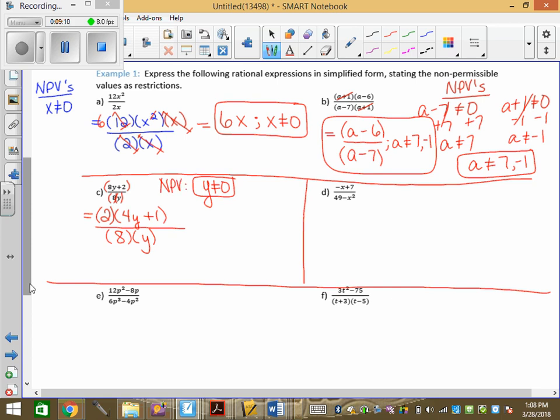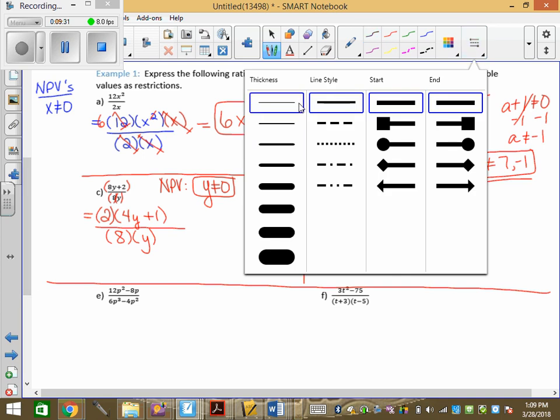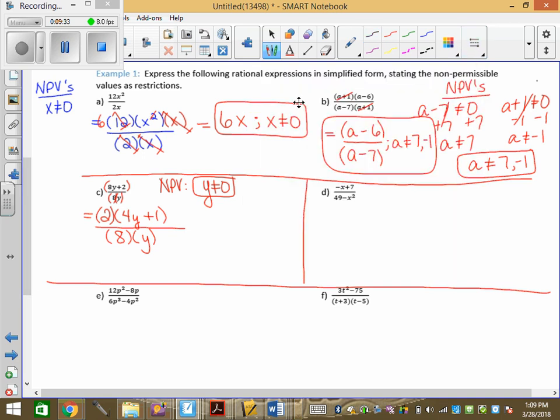Okay. Once I say my non-permissible values, I can cancel off stuff that matches. So on the top, I have a 4y plus 1. They're attached, correct? The only way that 4y plus 1 is going away is if there is a 4y plus 1 in the denominator. Is there? No. That 4y plus 1 is staying for life. It's not going away because there's no match of it. So I know on the top, I for sure am going to be left with 4y plus 1 in the answer.